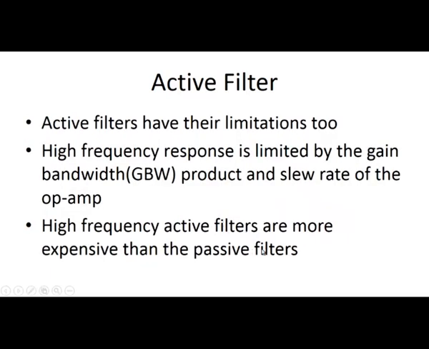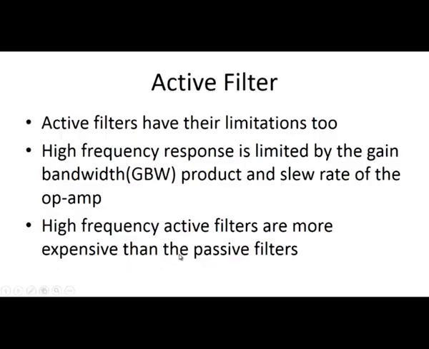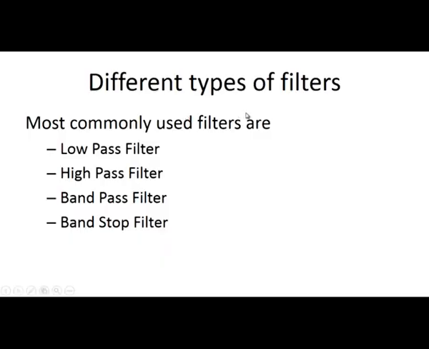Active filters have their limitations also. High frequency response is limited by the gain bandwidth product and the slew rate of the op-amp. We know what the gain bandwidth product and the slew rate are; already we have discussed them in the previous lectures. High frequency active filters are more expensive than passive filters. So, these are the limitations of the active filters, and we have now seen the difference between active and passive filters. Next we move on to the different types of filters.